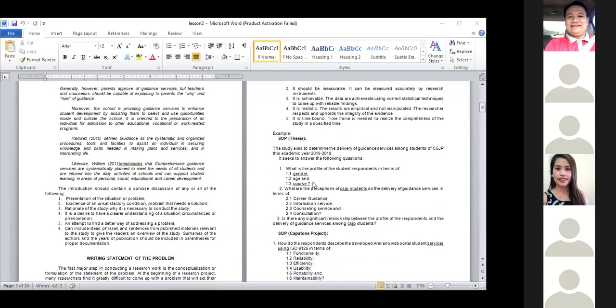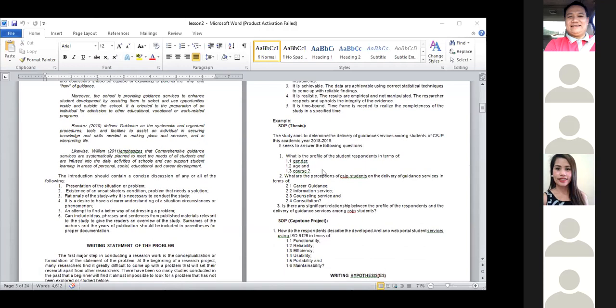Number 1, what is the profile of the student respondents in terms of gender, age, and course? So this is the way on how to write properly the statement of the problem. Gender. So 1, if the question is 1, kung meron mga sub question like profile of the respondents, you may now write 1.1, 1.2, and 1.3. So there is a question mark at the end, no?